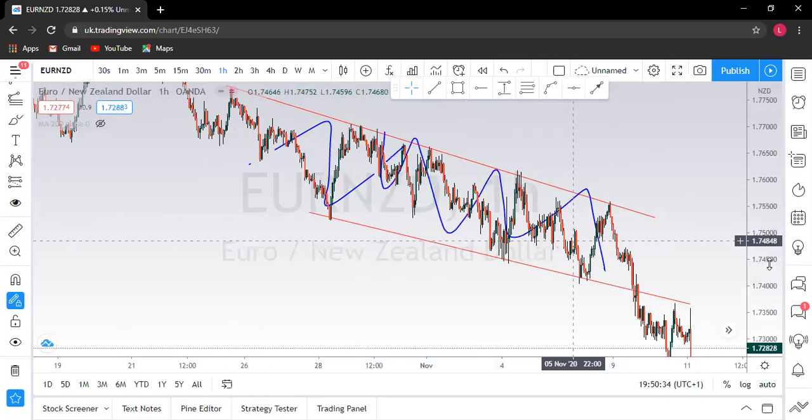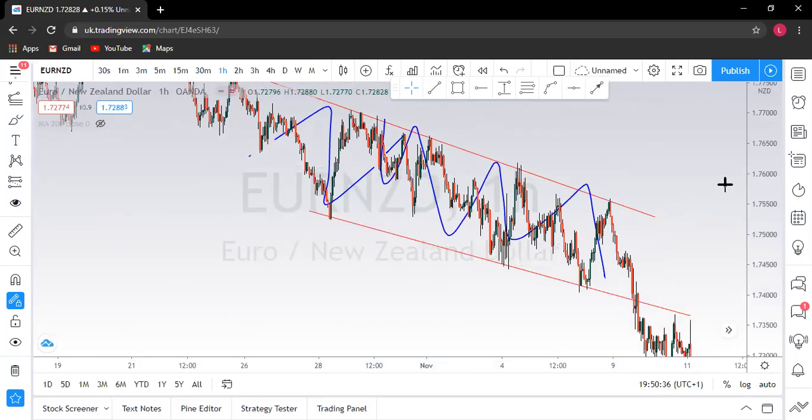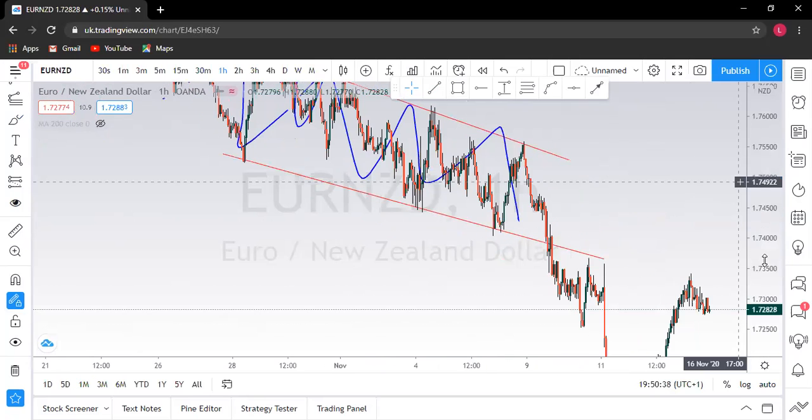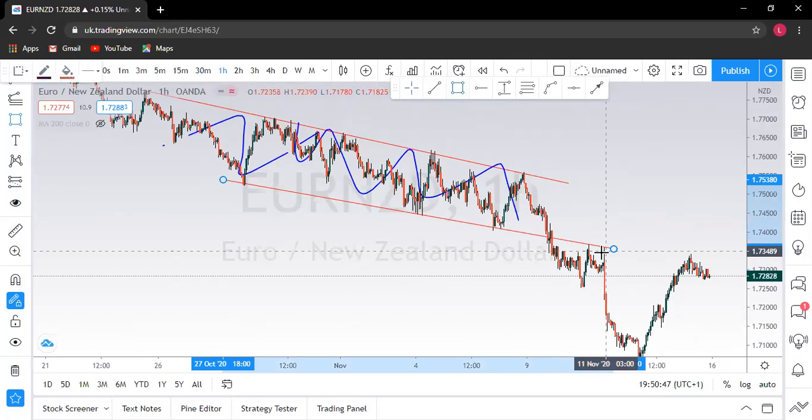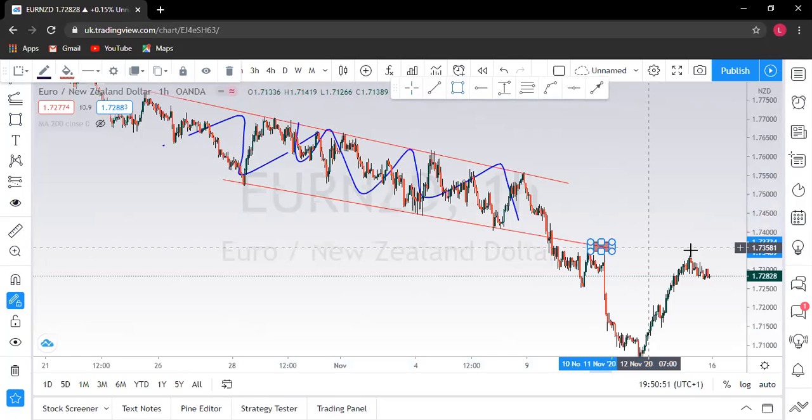Can you see the retest? The market did what? The market continued selling. Can you see the retest? The market has come back to that same level again.